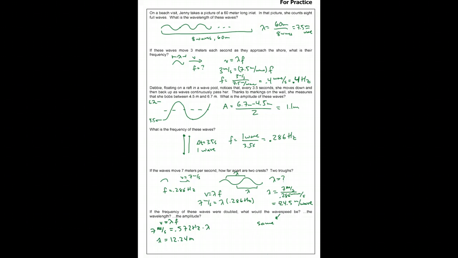You can make a conceptual argument there as well, if you don't want to calculate it, or you might not have that initial number to be able to calculate it with. But if you double the frequency, you're going to halve the wavelength, and if you double the wavelength, you're going to halve the frequency. So we know the wave speed would be the same. The wavelength would be 12.24 meters. They're a little different because of rounding. And the amplitude, we don't know. Amplitude is independent of all these things, or all these things are independent of amplitude. So it depends on how you create the waves as to what the amplitude would be.